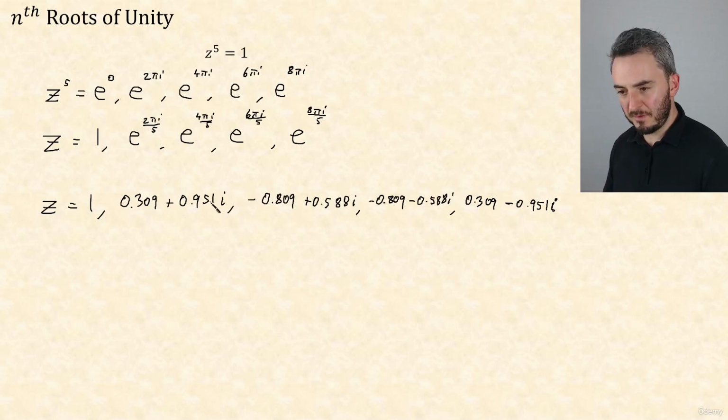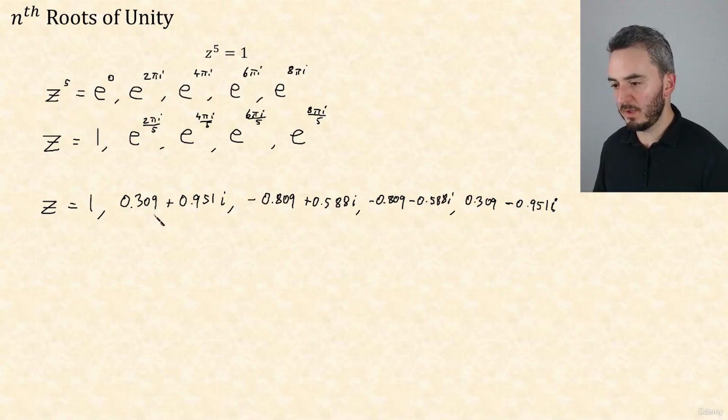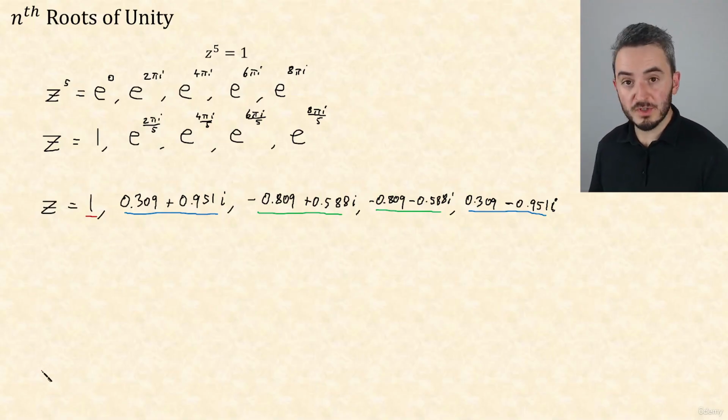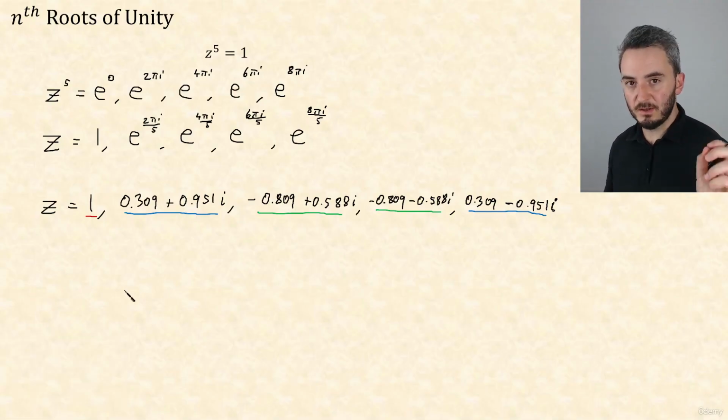Okay, so I've written out the 5 roots here. It looks all very messy, but there's something nice to observe here. 1 is kind of its own thing, but look at this. 0.309 plus 0.951 i and 0.309 minus 0.951 i. So this one and this one are complex conjugates. And similarly, if we look at the 2 other ones, this one here is the complex conjugate of this one. Now, you could also say 1 is its own complex conjugate.